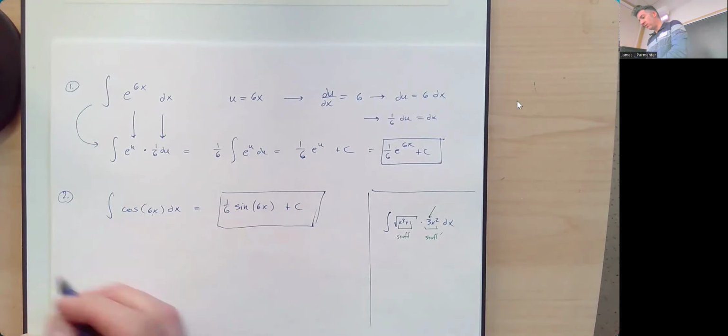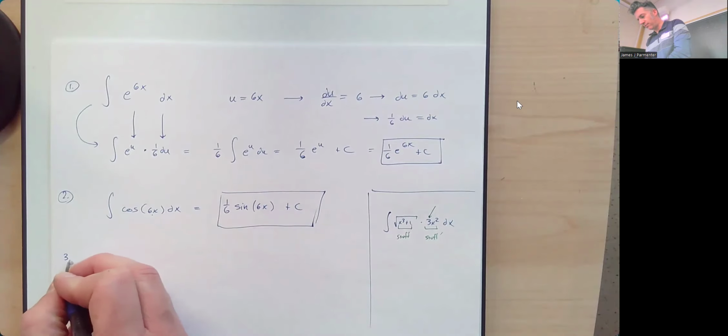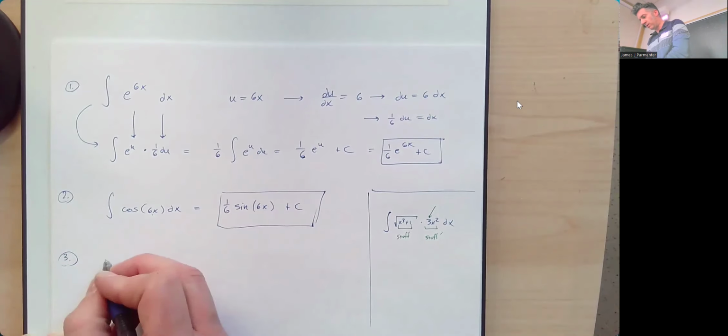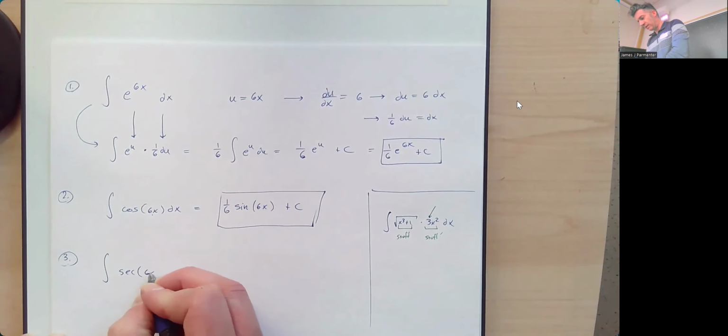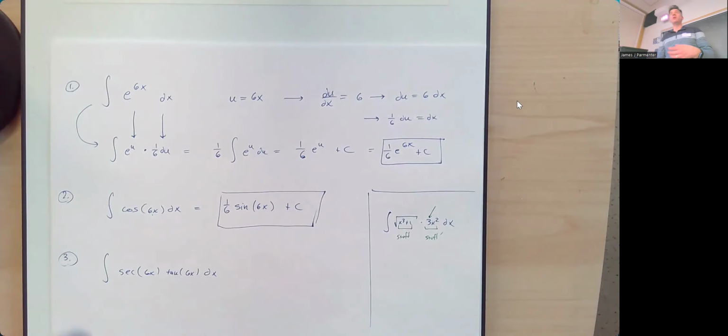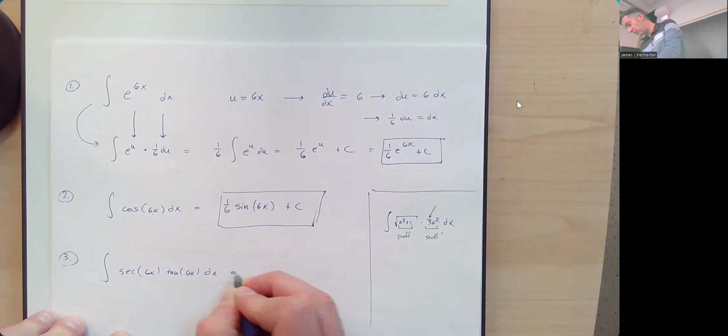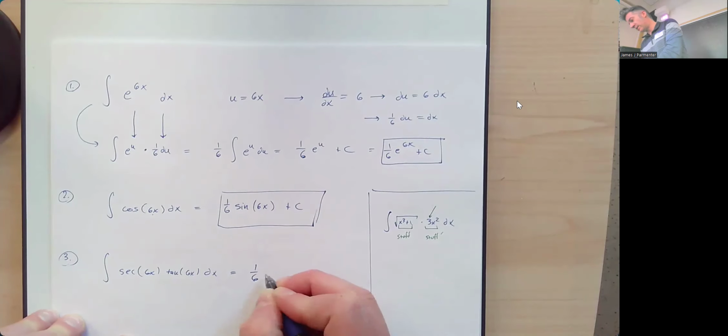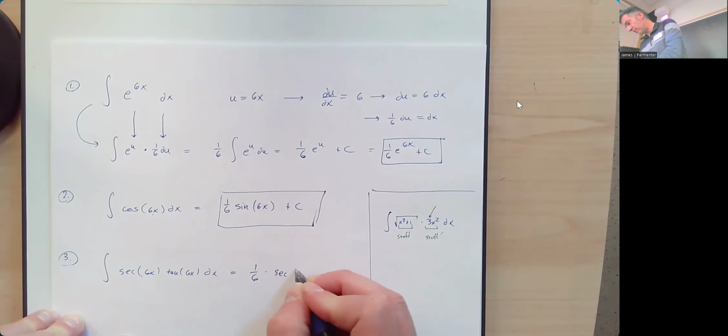So continuing this vein for one more second, if I said, what's the antiderivative of, say, secant of 6x times tangent of 6x dx, well, we know the antiderivative of secant of x times tangent of x is just secant of x. So multiplying x by a constant means that we have to divide our antiderivative by that constant. So our answer here should also be 1/6 times secant of 6x.